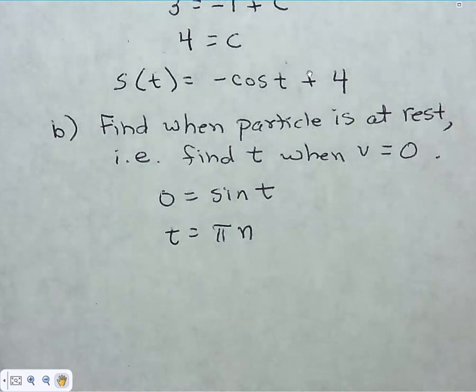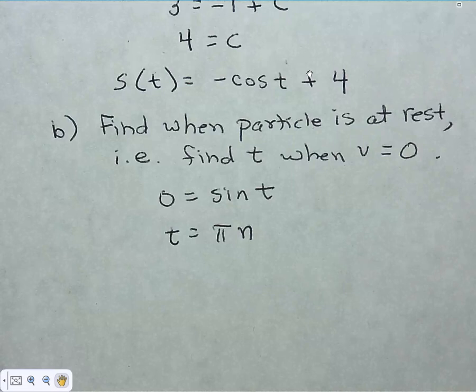So the particle is going to be at rest at approximately 3.14 seconds, and approximately 6.28 seconds, and then approximately 9.52 seconds. Every pi seconds, the particle's at rest for just a split second. All right, any questions?